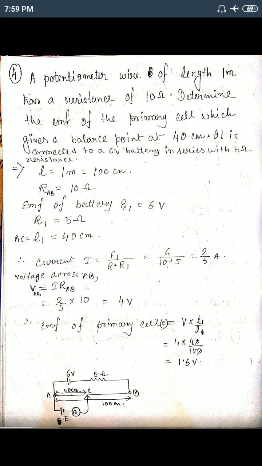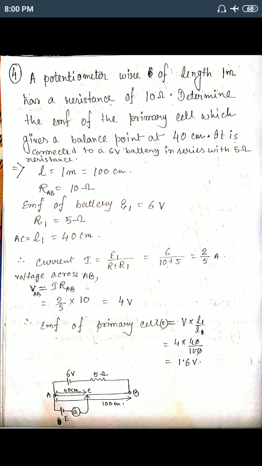So the current I equals what we can write? E1, that is E1, EMF of the battery 6 volt is given, E1 by R plus R1. So 6 by 15, that is equal to 2 by 5 ampere, and this current will be the same through AC and AB, through the external resistance also. Now if we find out the voltage across AB, that is VAB, that is equal to I into RAB. So I equals 2 by 5 and RAB equals 10 ohm, we know that. So the voltage across AB is equal to 4 volt.